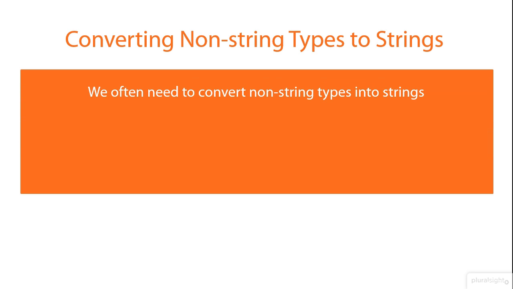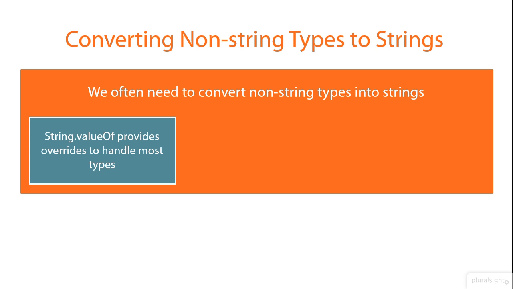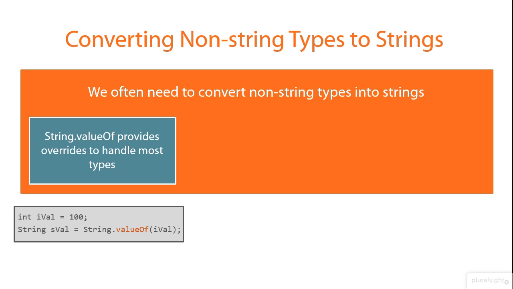We often need to convert non-string types into strings. Having a value as a string makes it easy to do things like build a message or display output to a user. The string class provides a helper method called valueOf that provides overloads that will handle converting many different types to strings. And using it is really straightforward. So we have something like an integer here, ival, that we set to 100. If we say sval equals String.valueOf(ival), sval will get the string "100".